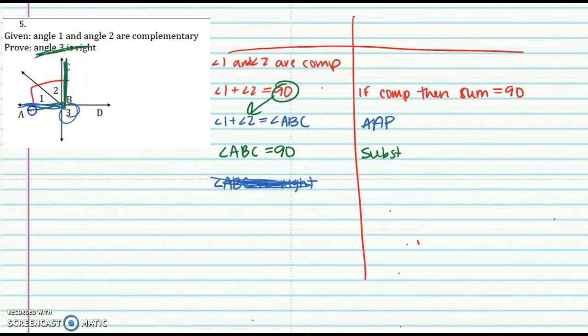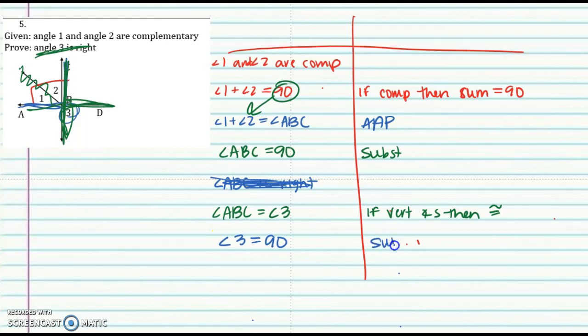So now I can see that angle ABC and angle 3 make vertical angles if you ignore this middle line. So angle ABC is equal to angle 3, because if vertical angles, then you know congruent or equal. And so now I can say angle 3 equals 90 because of substitution. And then I can say angle 3 is right, because if 90 degrees, then you know you have a right angle.